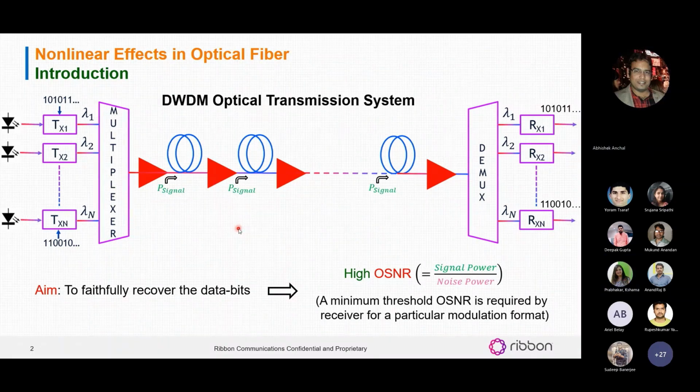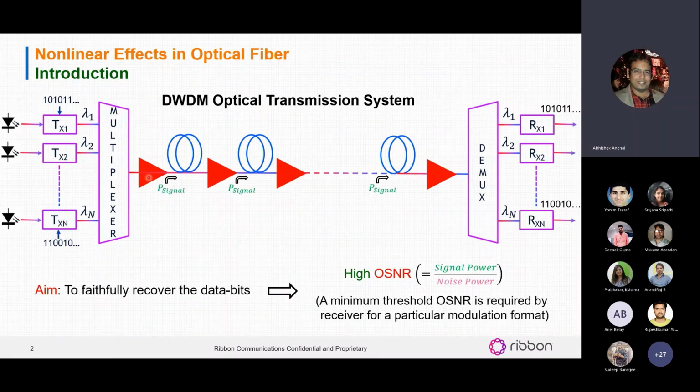Sure, yeah. In order to faithfully recover the original data bits, what we need is high OSNR. What do we mean by high OSNR? OSNR is defined as signal power divided by noise power. A high OSNR means you have high signal power and low noise power. So with a high OSNR you can recover your data because the noise effect is very low. And at every transceiver, at the TSP receiver, there is a minimum amount of OSNR needed, defined by various vendors, as the minimum threshold required to faithfully recover these data bits.